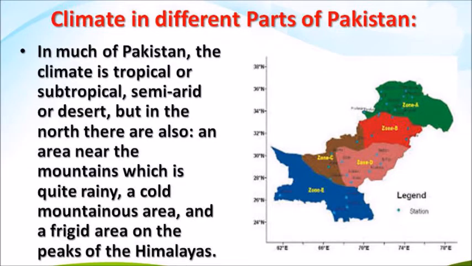Climate in different parts of Pakistan. In much of Pakistan, the climate is tropical or subtropical, semi-arid or desert, but in the north there are also an area near the mountains which is quite rainy, a cold mountainous area, and a frigid area on the peaks of the Himalayas.